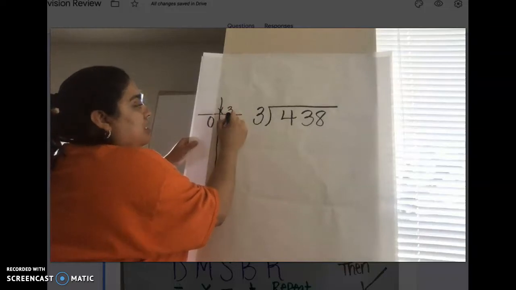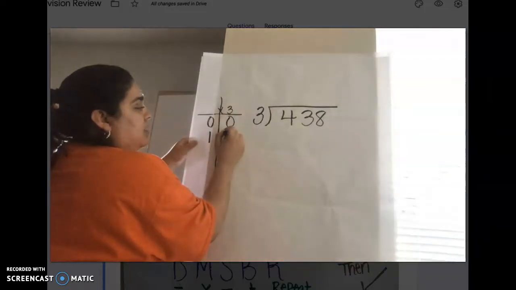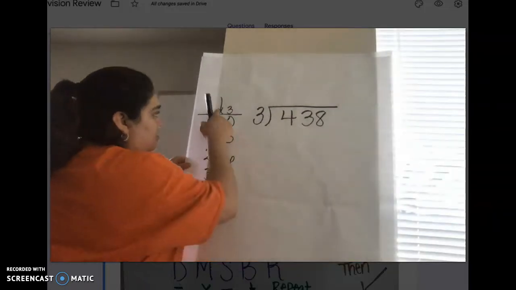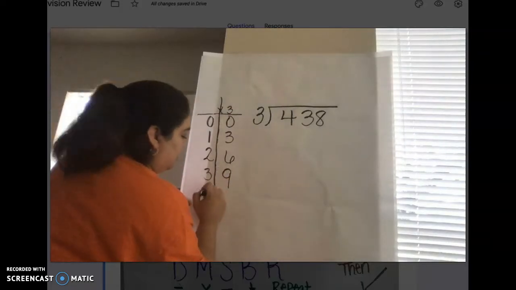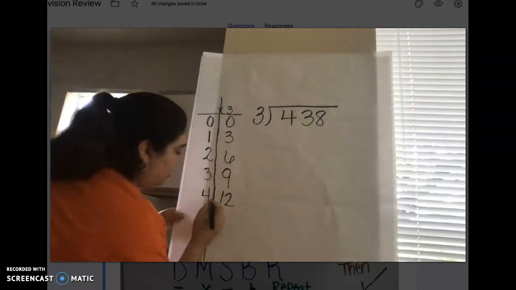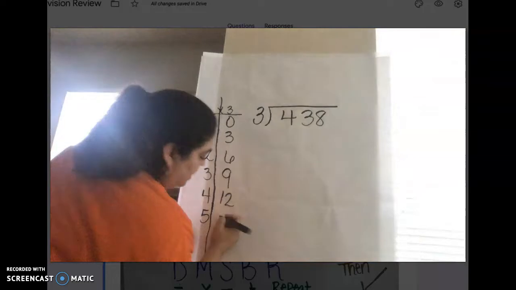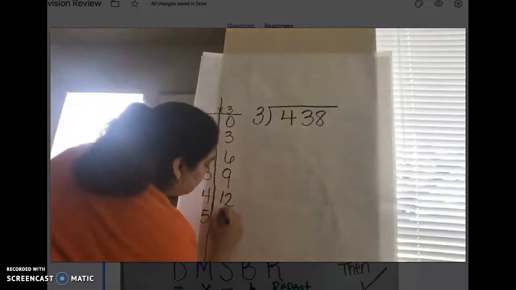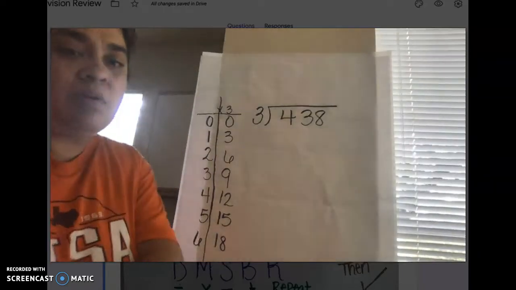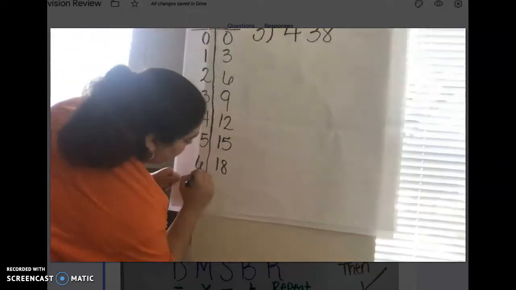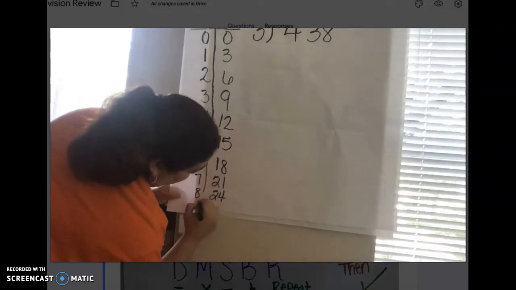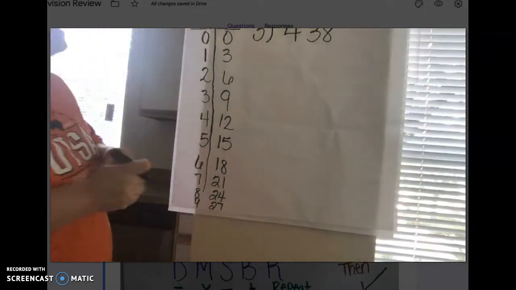0 times 3 is 0. 1 times 3 is 3. 2 times 3 is 6. 3 times 3 is 9. 4 times 3 is 12. 5 times 3 is, what is 5 times 3, guys? 15. 6 times 3 is 18. And I'm going to move it down just a tad so you can see it. 7 times 3 is 21. 8 times 3 is 24. And 9 times 3 is 27.